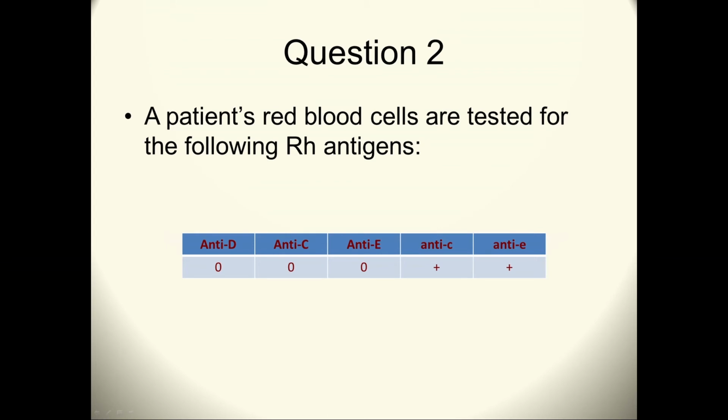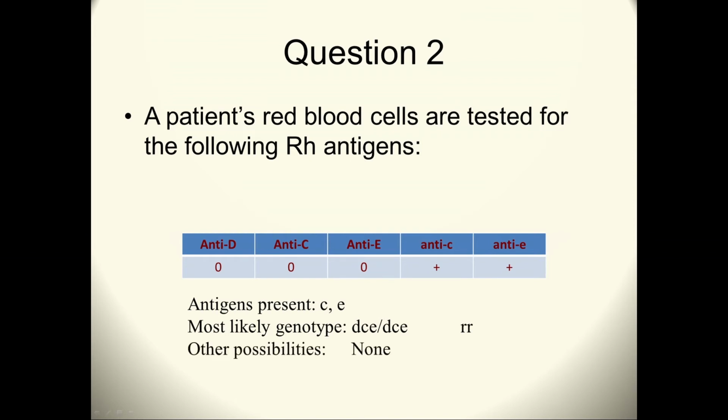Question number 2. A patient possesses the following antigens, little c and little e. They're Rh negative, and they're negative for both big C and big E. So what is this patient's most likely genotype? Little r, little r. Are there any other possibilities with this one? Correct. No, there are not. So this was an easy one.